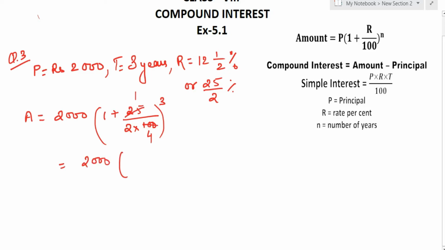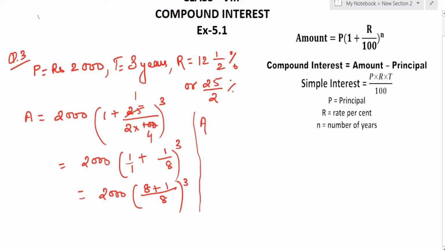2000 into (1 plus 1 by 8) whole cube. So this will become 2000, and the LCM of 8 and 1 is 8. 8 ones are 8, 1 ones are 1, whole cube. Now let's solve ahead. The amount will be equal to 2000 into (8 plus 1 is 9) by 8, whole cube.